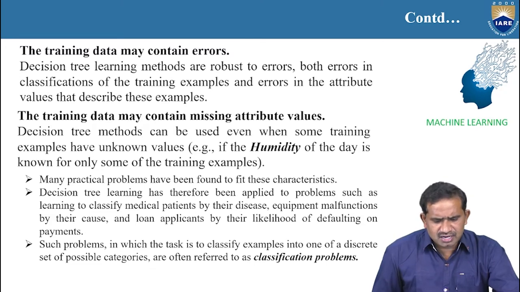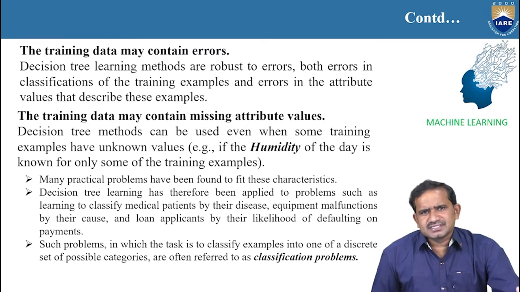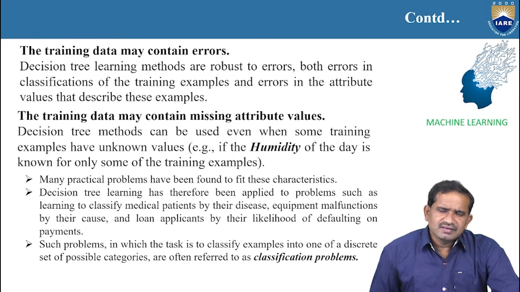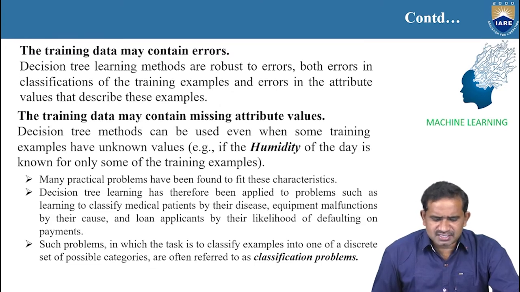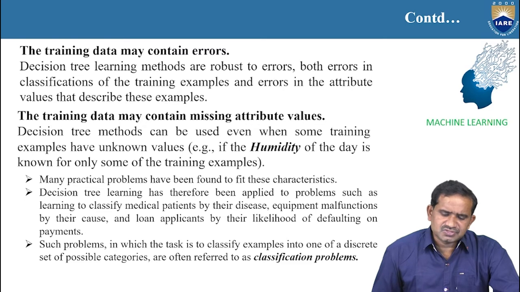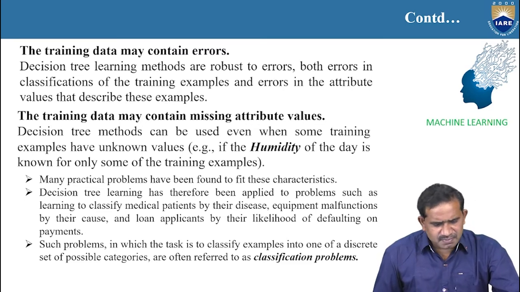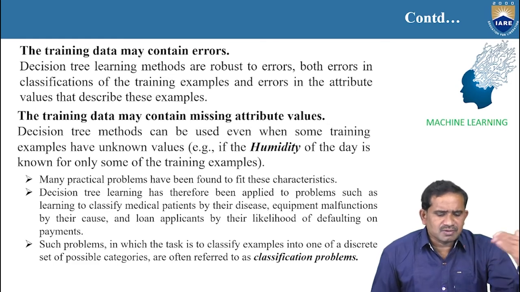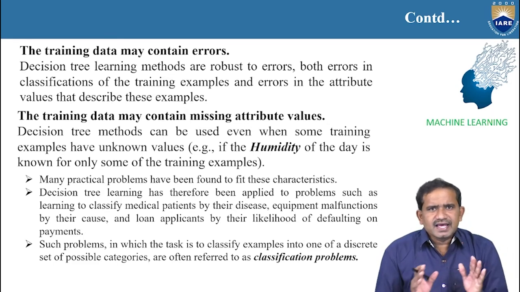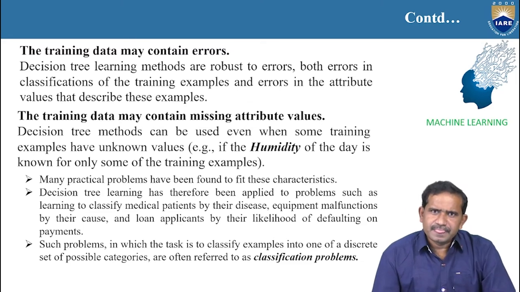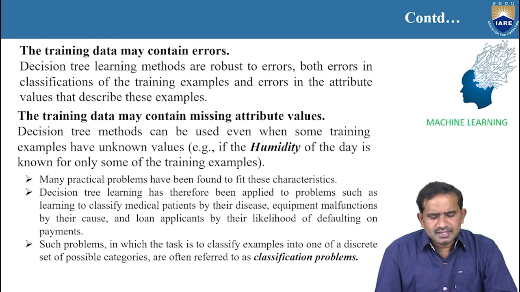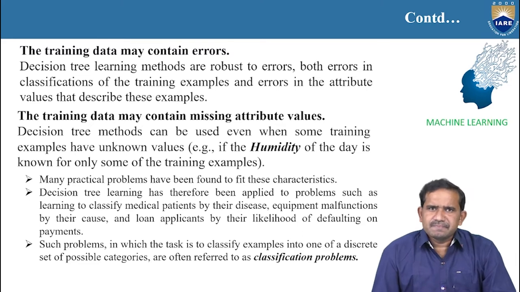So, decision tree learning methods are robust to errors. Why? Because we collect data from different databases or data sets, so there is a chance of errors also. Both errors in the classification of the training examples and errors in the attribute values that describe these examples. Means errors may be in the training examples, the classification, as well as in the attribute values. The errors may be common in decision tree learning algorithms, either in training examples or in attribute values. Why? Because it is accepted for various decision making.